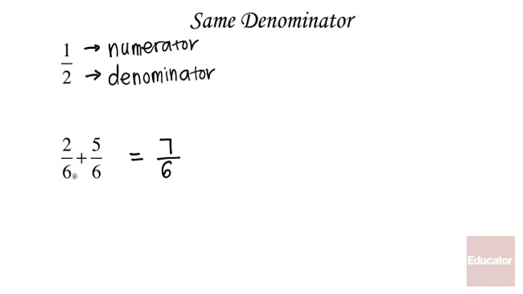Again, the denominators for each fraction have to be the same. Then I take my numerators, I add them together. 2 plus 5 is 7. I do not add my denominators, so my denominator has to stay the same as a 6. So 2 over 6 plus 5 over 6 is going to equal 7 over 6.